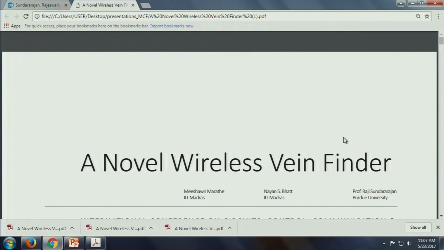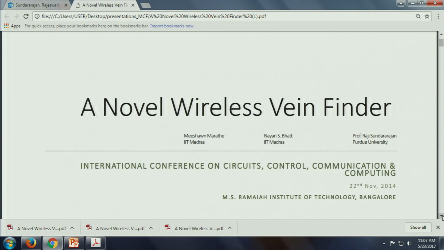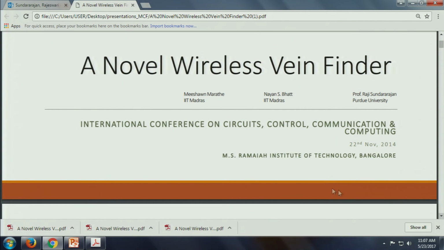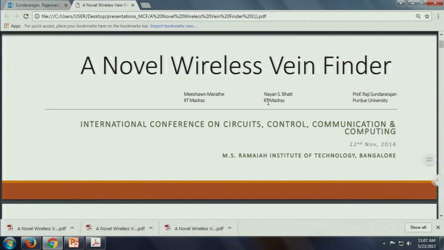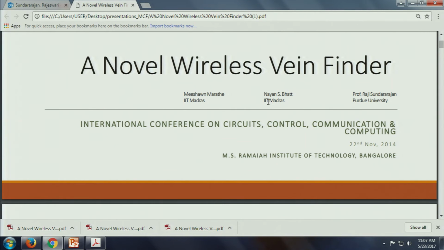Okay, this is another project we did in that course. Mishan and Nayan did it and we published it in a conference. We got the best paper award. Both of them got jobs, one in MATLAB, another one in MathWorks or something. So they both got it. I am going to present their slides because we worked on it.